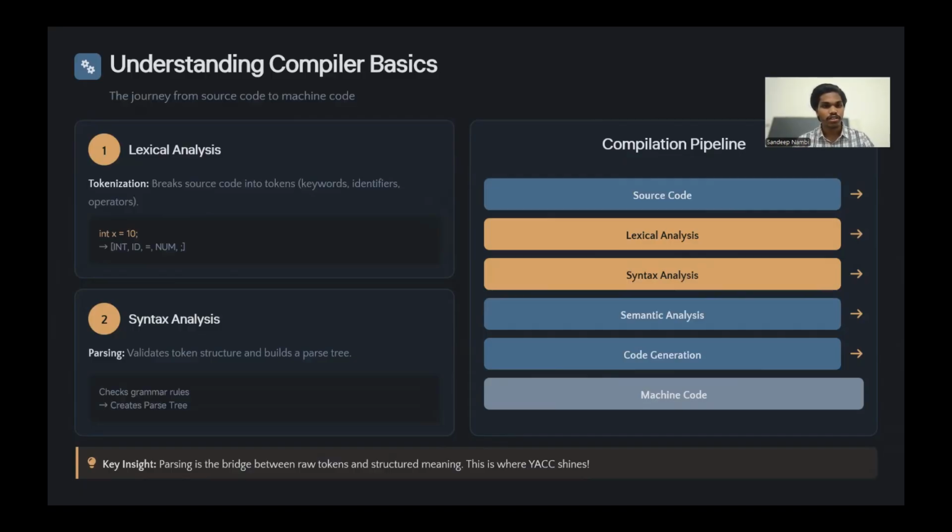The second stage is called syntax analysis, also called parsing. This stage checks whether the sequence of tokens follows the grammatical rules of the programming language or not. If valid, it builds a parse tree. As you can see in the compilation pipeline diagram, parsing sits between the two stages, that is, between the raw tokens and the structural meaning. This is the bridge where YACC comes into action.